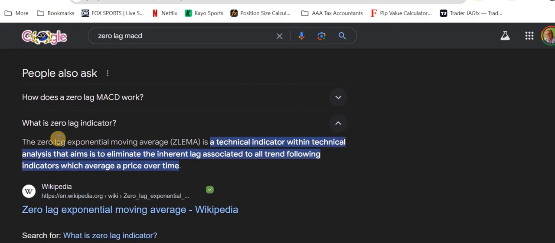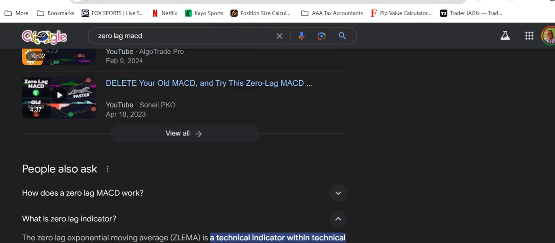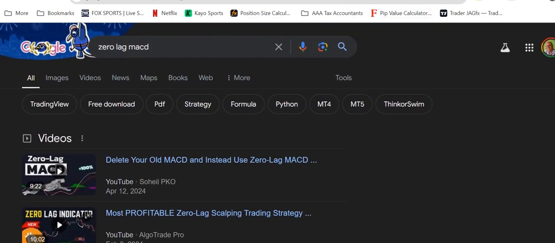So what is a zero lag indicator? So we'll talk about a moving average. It's the same thing because the MACD Platinum is a moving average type indicator. Remember, all indicators are based on a maths formula, and you'll see that in a second. So, zero lag exponential moving average is a technical indicator with technical analysis that aims to eliminate the inherent lag associated to all trend following indicators which average a price over time. So that's clear as mud, not for me either. But if you really want to get into the nitty gritty, go to a website like that, just Google or YouTube's your friend.